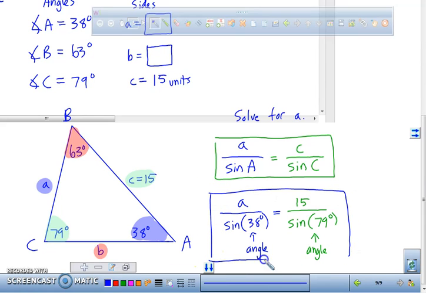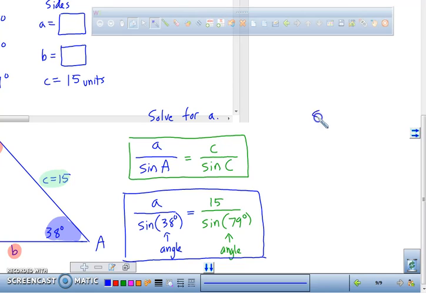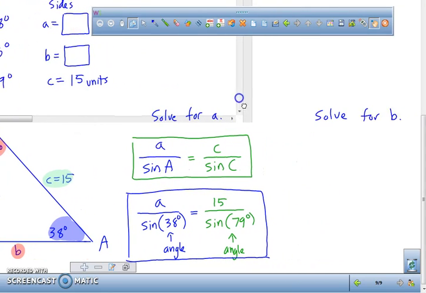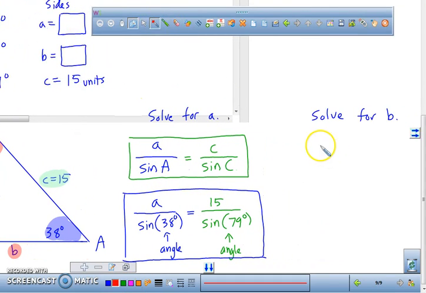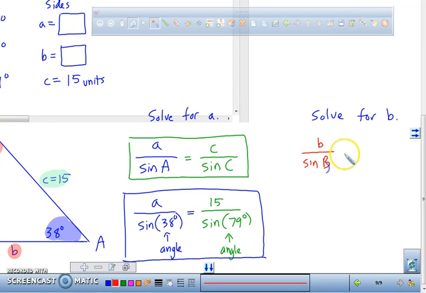Now, that's not our final answer, but that's how you set the problem up. Okay? We will cross multiply in a little bit. Right now, we're going to set things up. We'll cross multiply in just a second. Now, what I want you to do, just to the right of it, if you have room. If you don't have room, you can put it to the bottom, I guess. We're going to solve for lowercase b. And I think our lowercase b is in red, right? So I'm going to write our answers in red. I'm going to put lowercase b over the sine of capital B equals lowercase c over the sine of capital C.